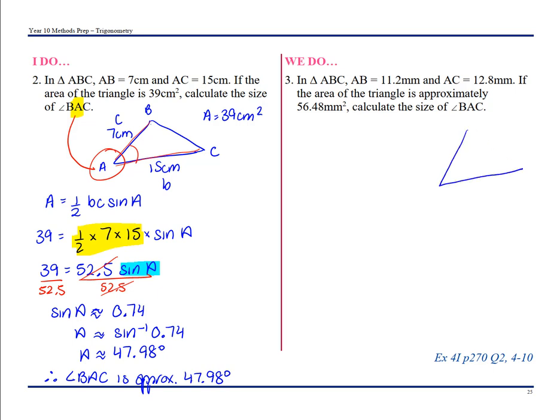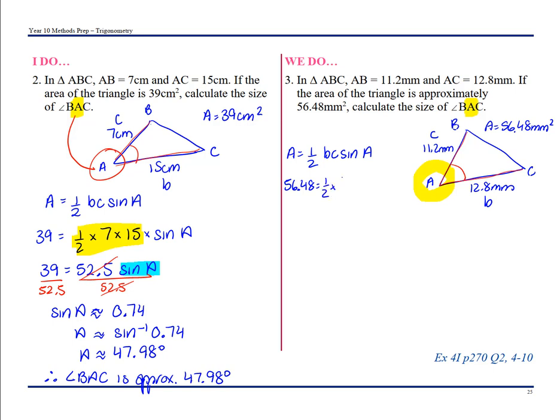So let's start by drawing a triangle ABC. AB is 11.2 millimeters, AC is 12.8 millimeters, and my area is 56.48 millimeters squared. I want angle BAC, so that middle letter is the angle I want, so it's angle A, which is the included angle. So there's our two sides and our included angle. So the formula is going to be area equals a half, label our sides, CB, so BC sine of A, substitute the information we've got: 56.48 equals a half multiplied by B, 12.8, multiplied by C, 11.2, sine of A.